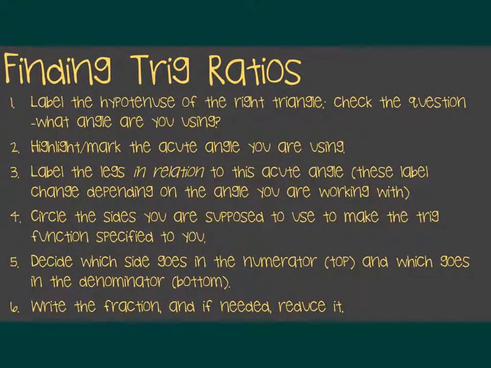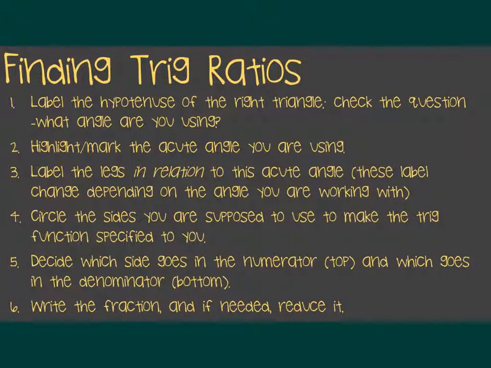Now, there's a few steps to finding trig ratios. First thing, you want to label the hypotenuse of the right triangle. And then you're going to check the question and look and see what angle you are using. Then you're going to highlight or mark the acute angle you're using. Then you're going to label the legs in relation to the acute angle. So remember, this label changes depending on the angle you're working with, the opposites and the adjacent sides. Next, you're going to circle the sides you're supposed to use to make the trig function specified to you.